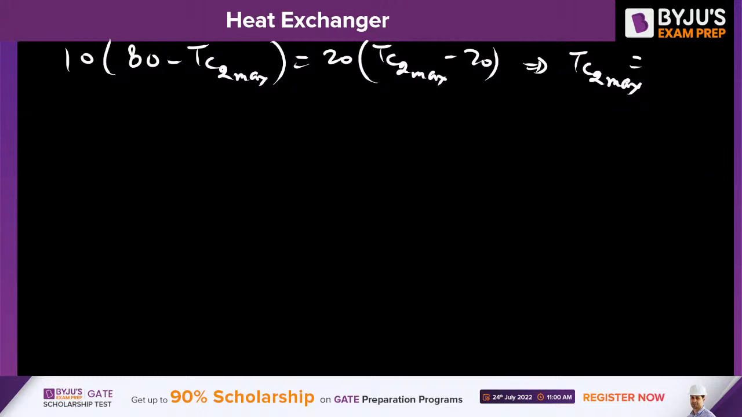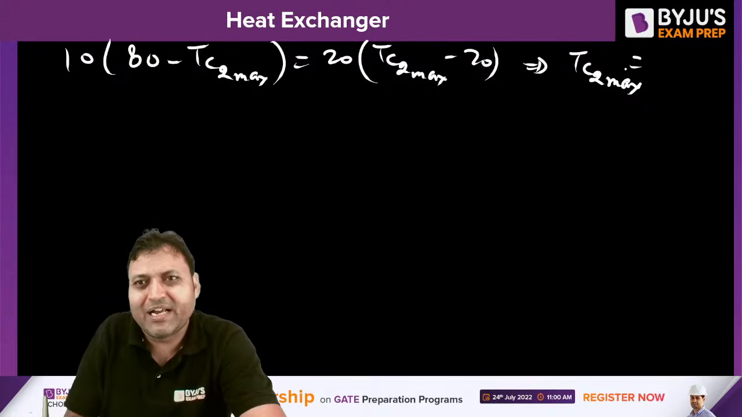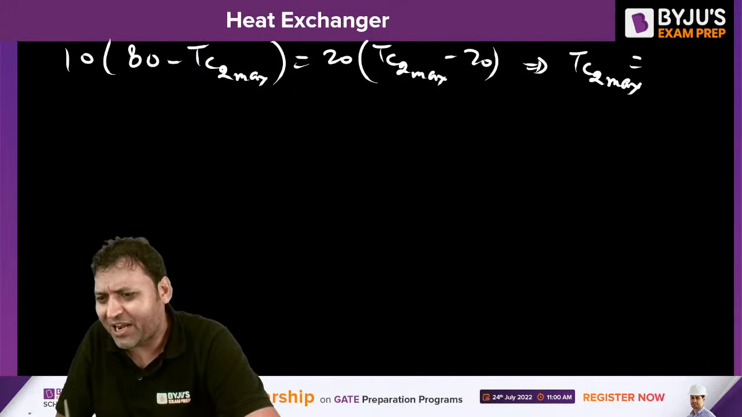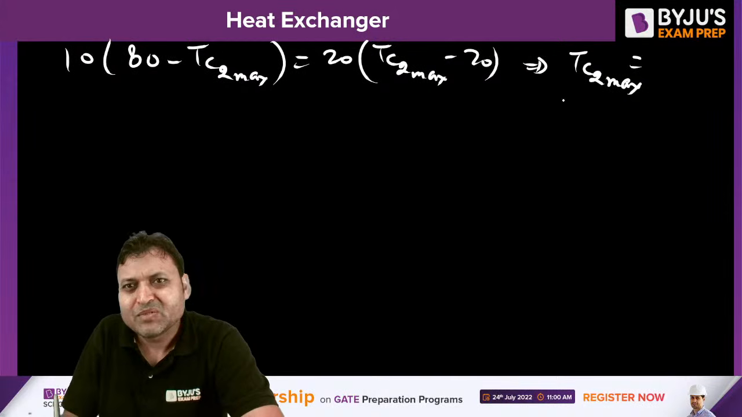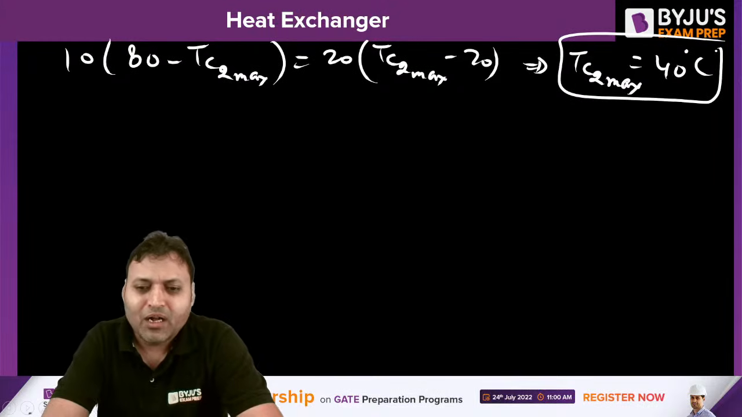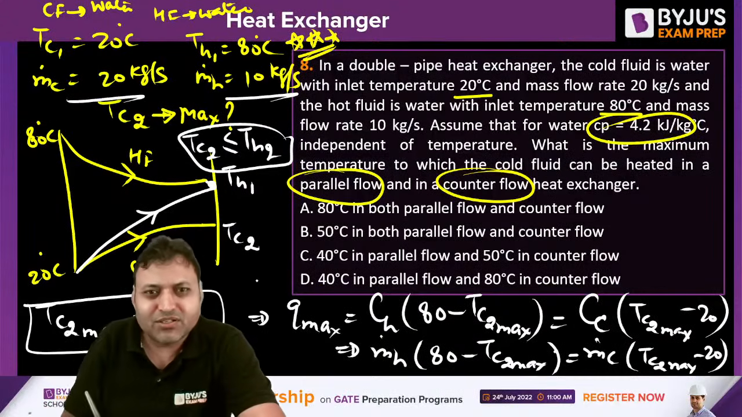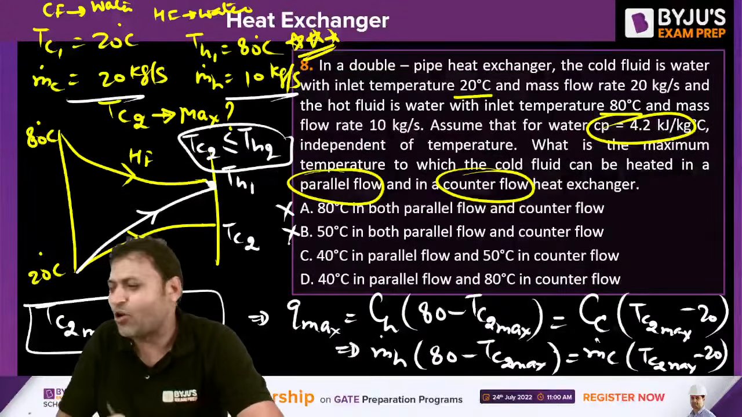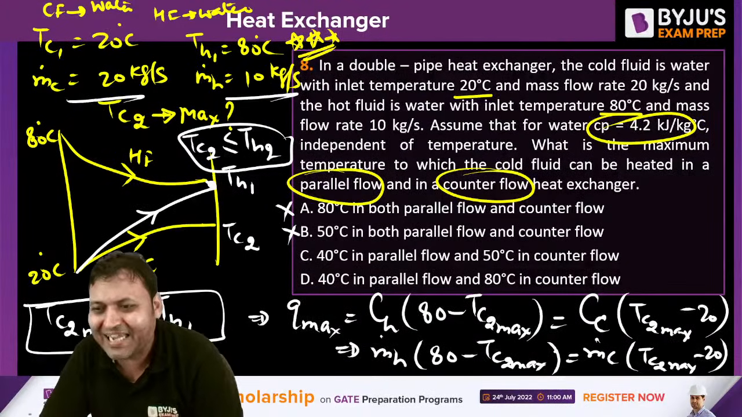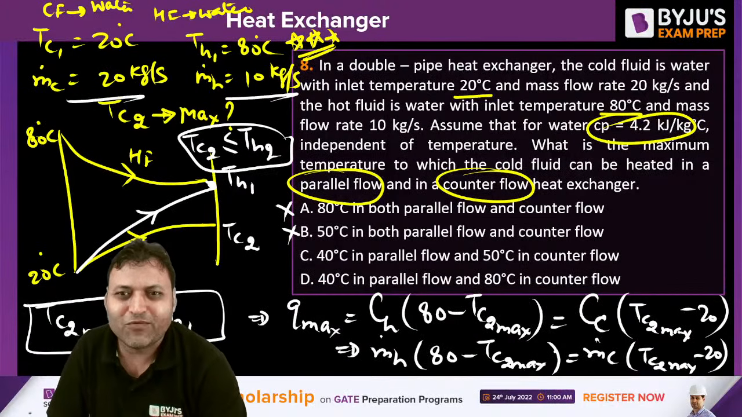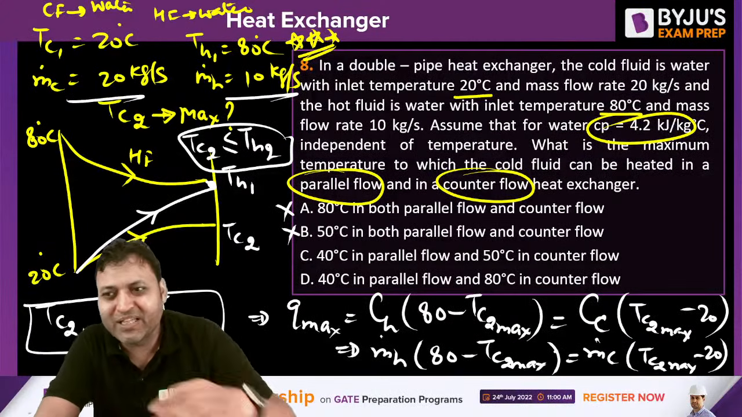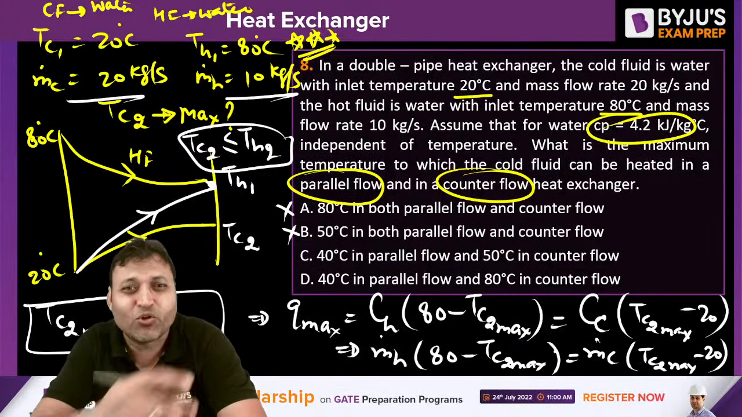For parallel flow, what is the answer? Are you getting 50? Are you getting 40? You will be getting 40 degrees Celsius, isn't it? So A and B cannot be correct. It is 40 in parallel flow. And what is the value in counter flow heat exchanger? What should be the value in counter flow heat exchanger? Have you understood the question? Have you understood the solution?